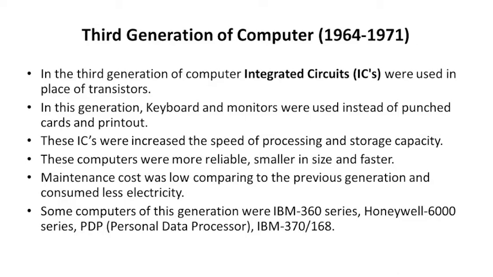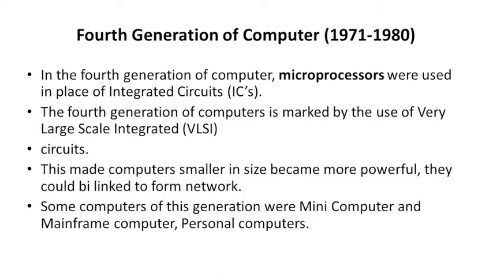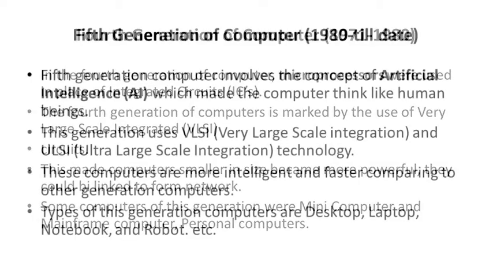IBM 370/168. The fourth generation of computer is from 1971 to 1981. In the fourth generation, microprocessors were used in place of integrated circuits. The fourth generation is marked by the use of very large scale integrated circuits. This made computers smaller in size and much more powerful, and they could be linked to form a network. Some computers of this generation were the minicomputer, mainframe computer, and the personal computer.